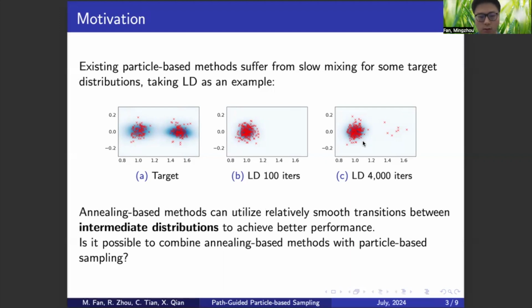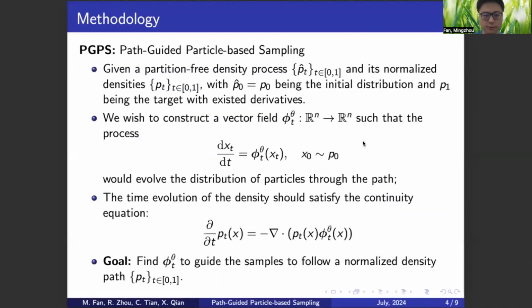In this work, we mainly focus on addressing this drawback of the KL Wasserstein gradient flow by combining the annealing-based method with the particle-based sampling method. Our method would benefit from the relatively smooth transition between the intermediate distributions and better guide the samples as they evolve and ultimately reach the target distribution.